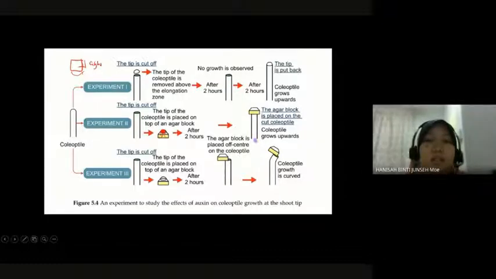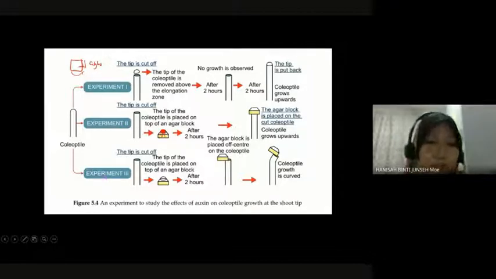The coleoptile grows upwards. Kenapa dia boleh growth? Because of the auxin from the agar. Auxin from the agar helps the coleoptile to grow upwards. Okay, that's the second experiment. And then the third experiment.